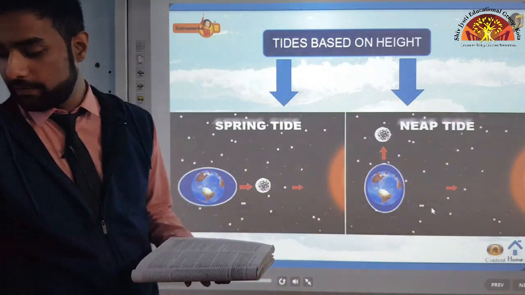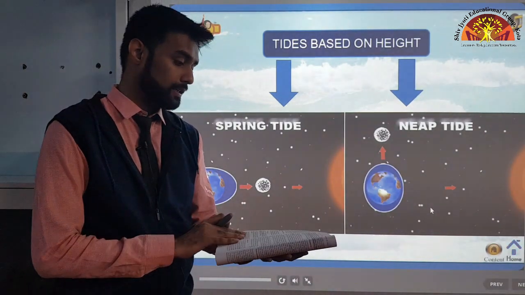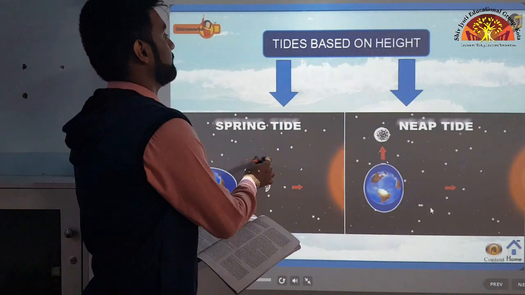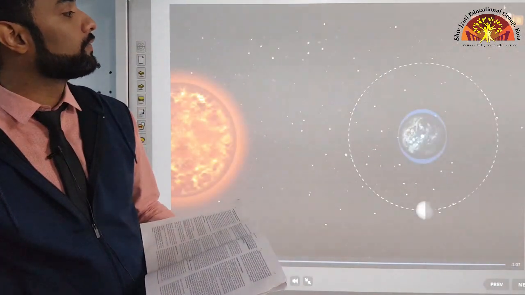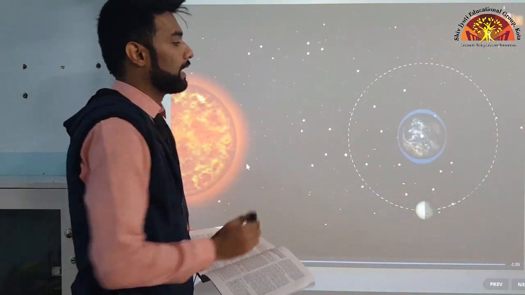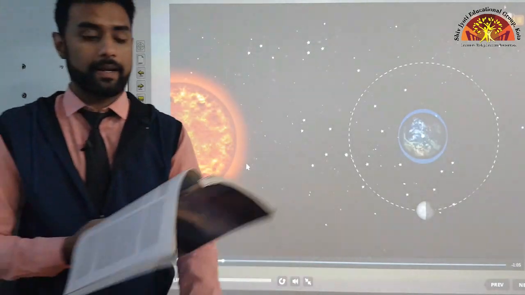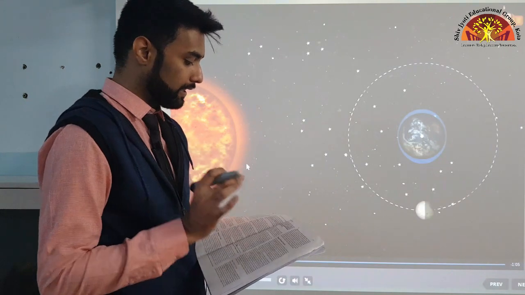So the next two types of tides that we are learning depend on height, how much the water is rising. They are called spring tide and neap tide. So let us learn about them. Now, formation of tides based on the position of the sun and the moon. As you can see here, it is given clearly. Come to the second paragraph of neap tides first. Normally, there is a 7-day interval between a spring tide and neap tide.